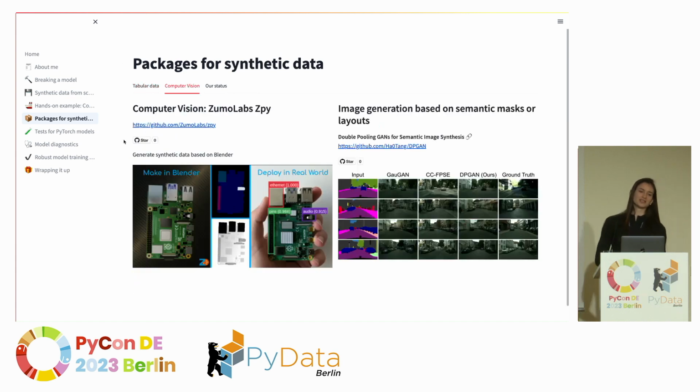In computer vision, if what I've shown you is too simple for you, there are also some more complicated or more advanced packages like Zumolab ZPy, where you can basically create the objects you're interested in Blender, which is a 3D rendering software, and then automatically obtain labels. Or if you have already created semantic masks, like we did in the ship builder, you can also use GANs or diffusion models to basically generate synthetic images from your segmentation masks alone.